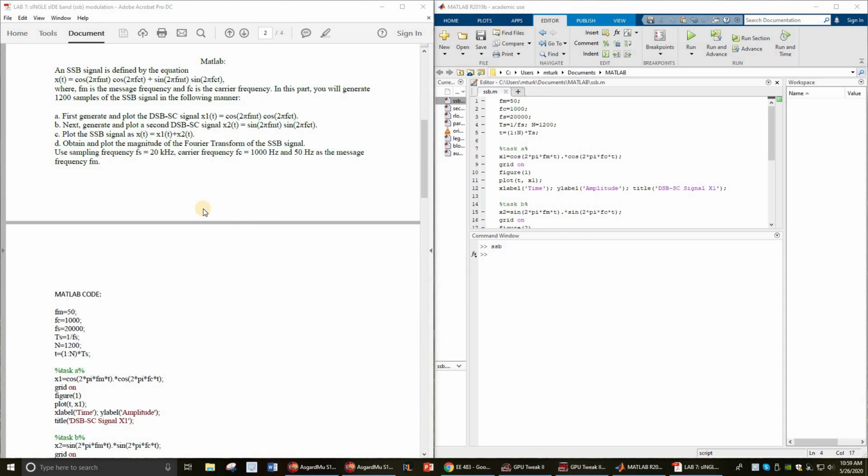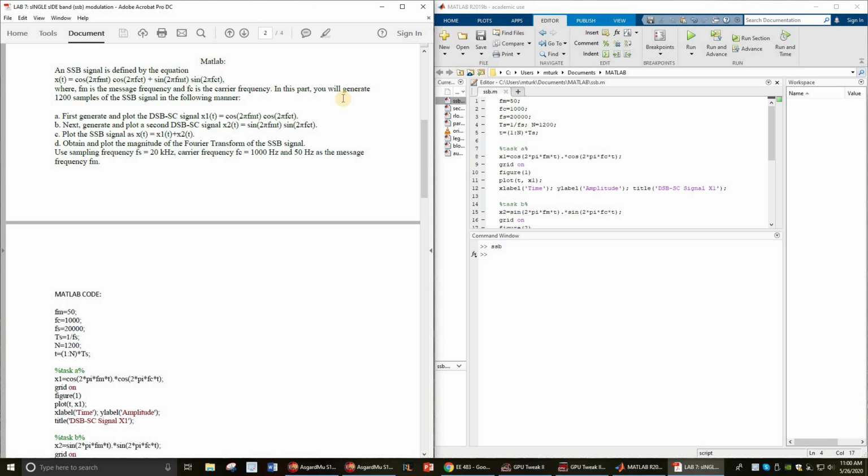Today we're going to look at single sideband modulation. Now we're given the equation in this specific MATLAB assignment where the single sideband signal is defined by the equation x(t) equals cosine 2 pi fm t cosine 2 pi fc t plus sine 2 pi fm t times sine 2 pi fc t, where fm here is the message frequency and fc is the carrier frequency.